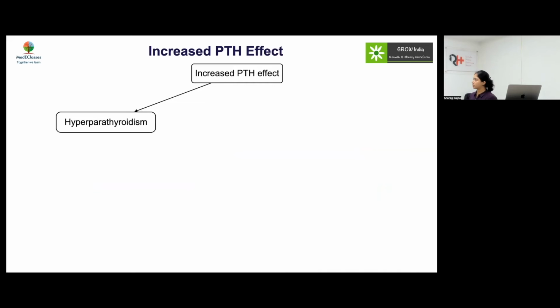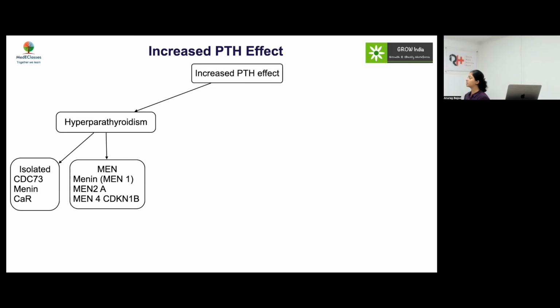So increased PTH effect can be because of hyperparathyroidism, which could be isolated, as seen in CDC73, menin and calcium sensing receptor defects. It could be part of a syndrome, especially MEN syndrome. 90% of cases of MEN1 will have primary hyperparathyroidism. 20 to 30% of patients with MEN2A will have hyperparathyroidism. MEN2B almost never has hyperparathyroidism. Other causes are MEN4 and cyclin-dependent kinase 1B defect, or it could be hyperparathyroidism which is sporadic, as seen in certain other genetic defects.